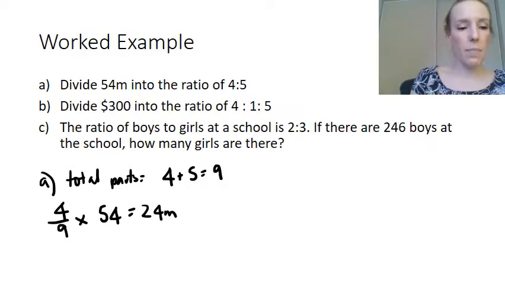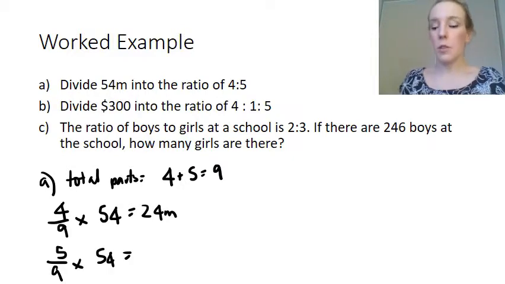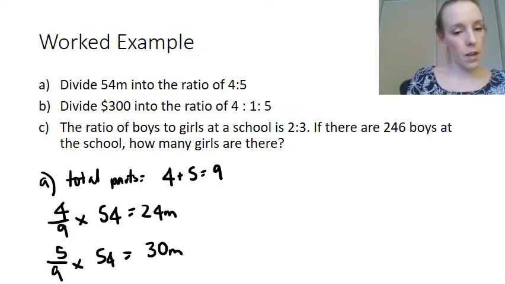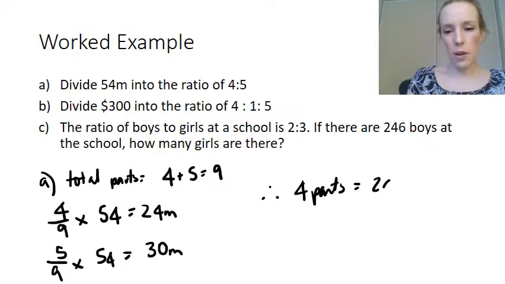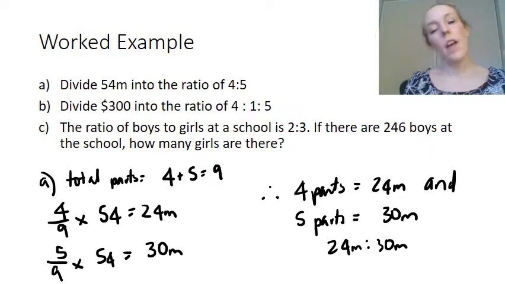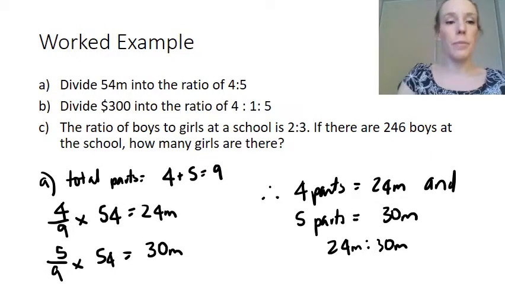And then for the 5 parts, so it's 5 of the 9 parts, 54 meters. So it's 5 divided by 9. If I press the right buttons, and that will give you 30 meters. And that would be your answer. Obviously, you could write that out in a sentence if you wanted. Therefore, 4 parts equals 24 meters, and 5 parts equals 30 meters. So the ratio is 24 meters to 30 meters. So there we go. That's the 2 different ways you can do the first one.